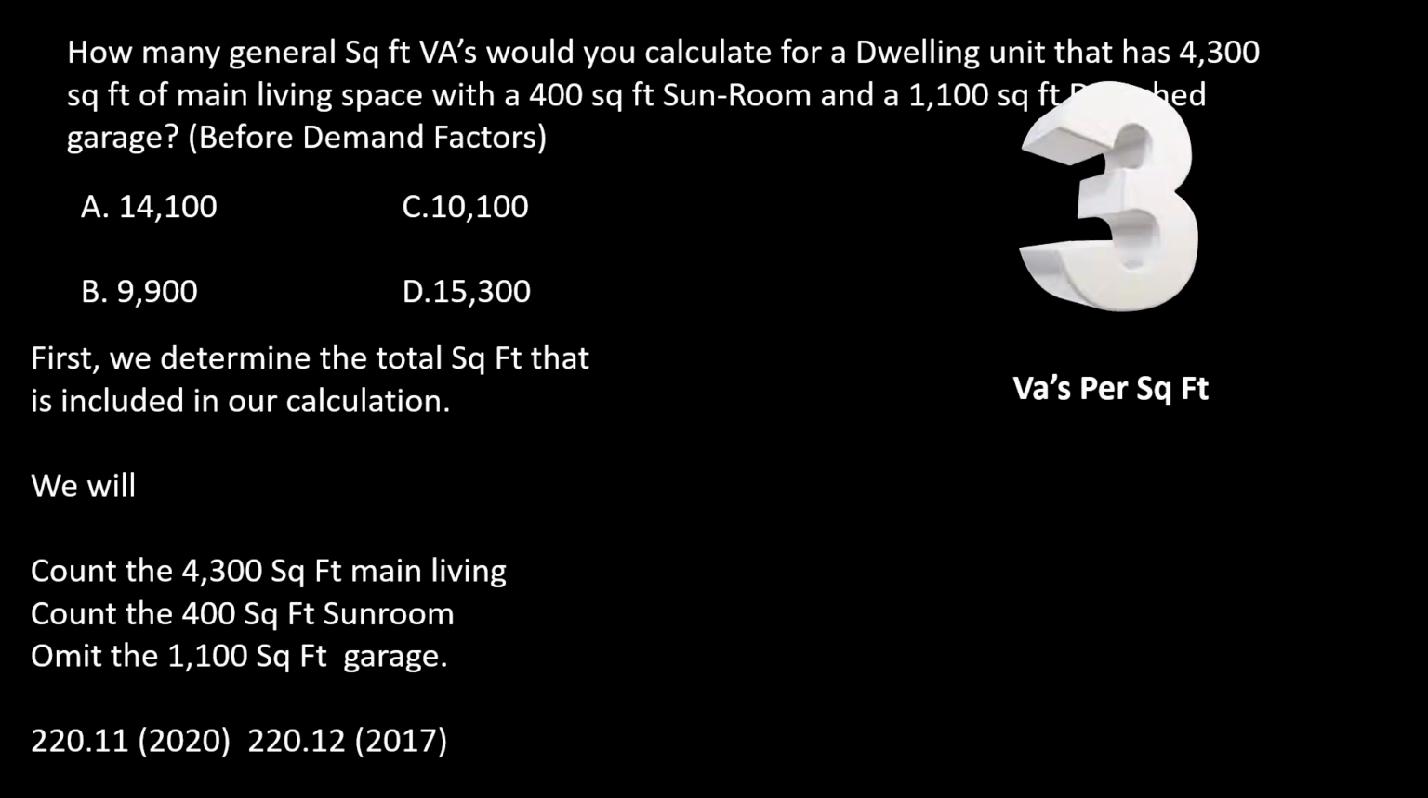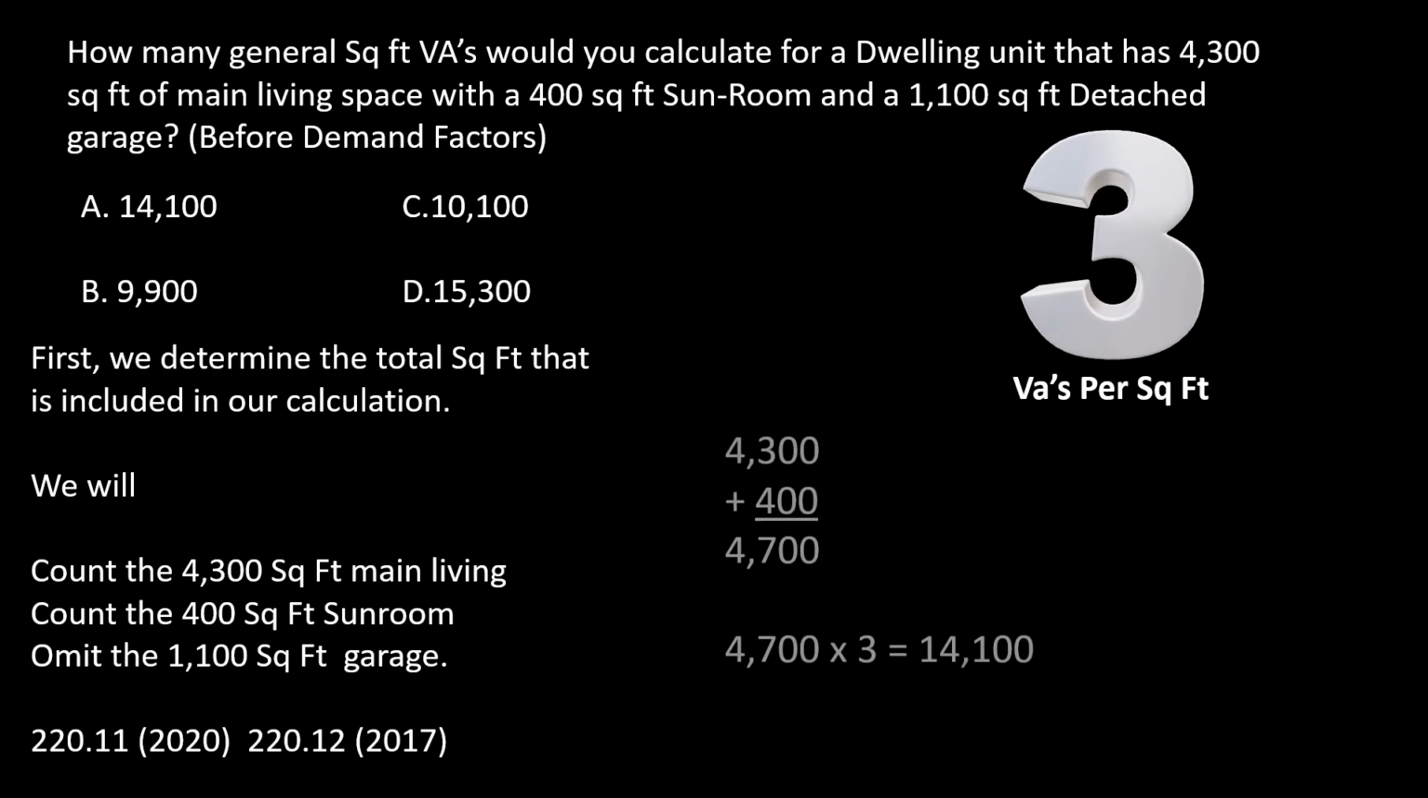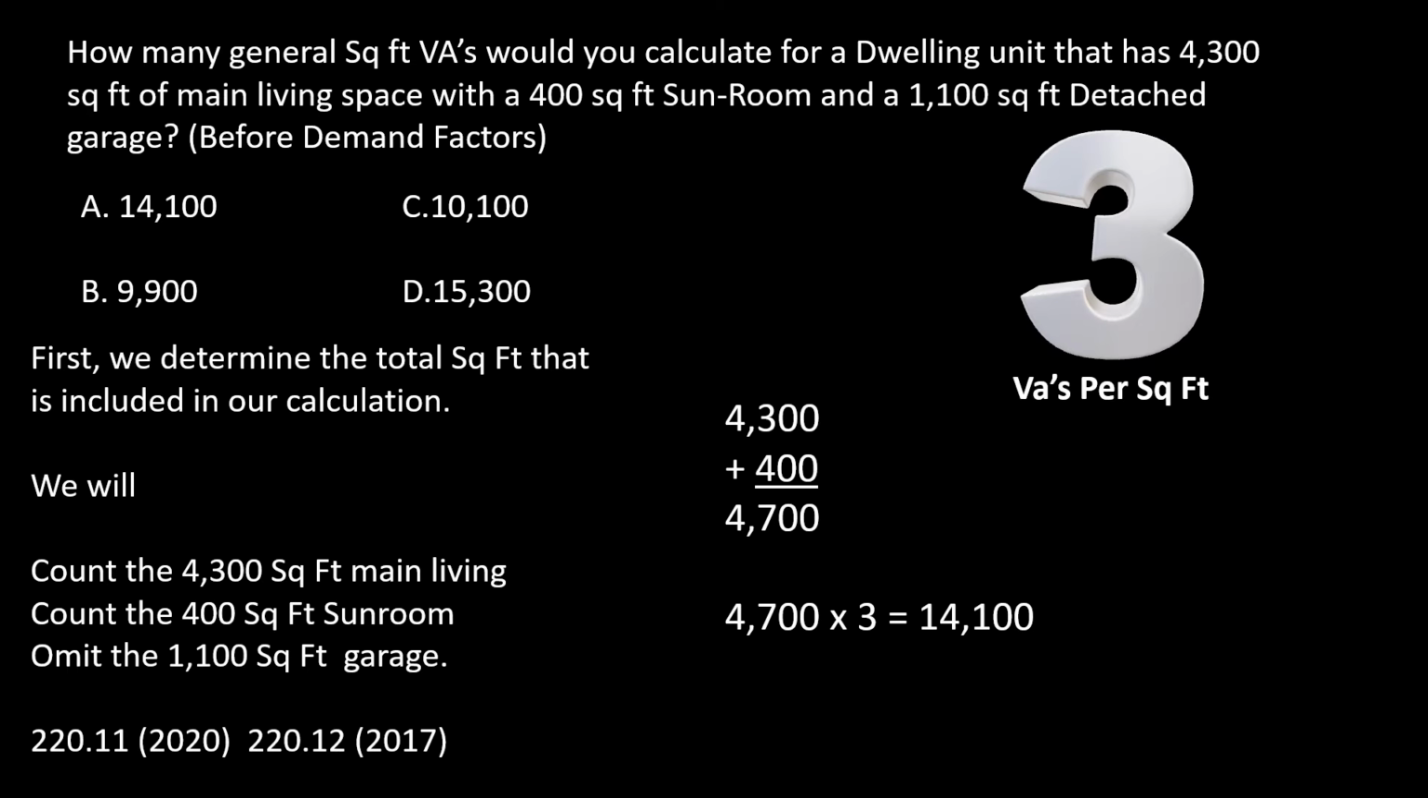Then we're going to do 3 VAs per square foot. We're going to take in total our square foot. It would be 4,300 plus 400. That's going to equal 4,700. Now we take that 4,700 square foot. We're going to multiply it by 3 VAs per square foot, and that's going to give us 14,100 VAs. Great job. And we select A.